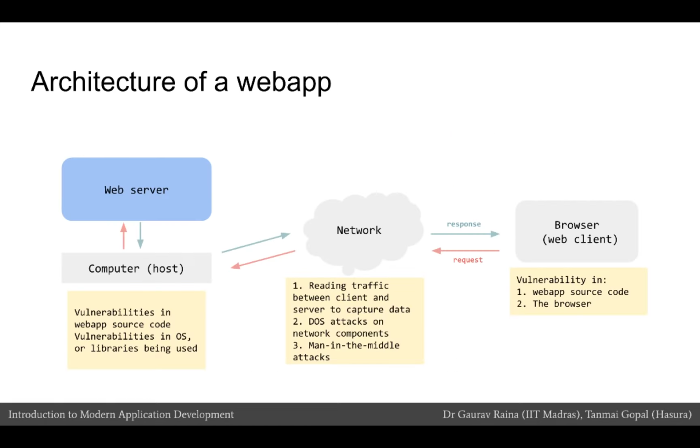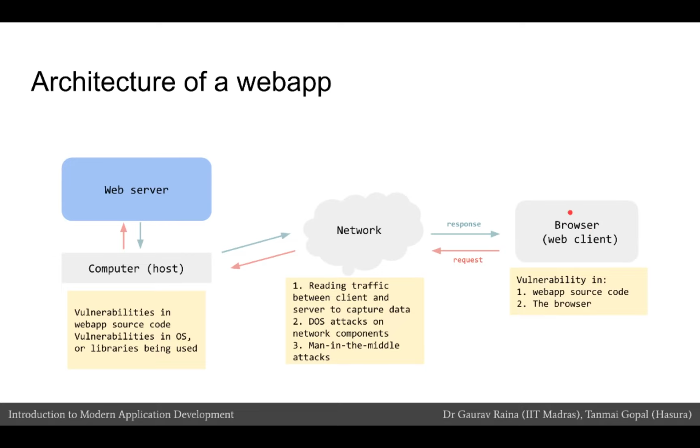To understand what the sources of these different security vulnerabilities are, let's look at the architecture of a web app. We'll start from the right. The browser is making a request through the network to the computer, which is the server host, and then to the web server software. So the first place where things can go wrong is the browser itself.